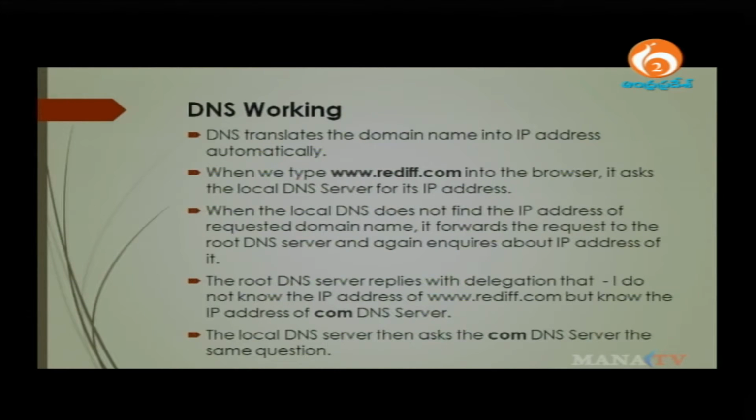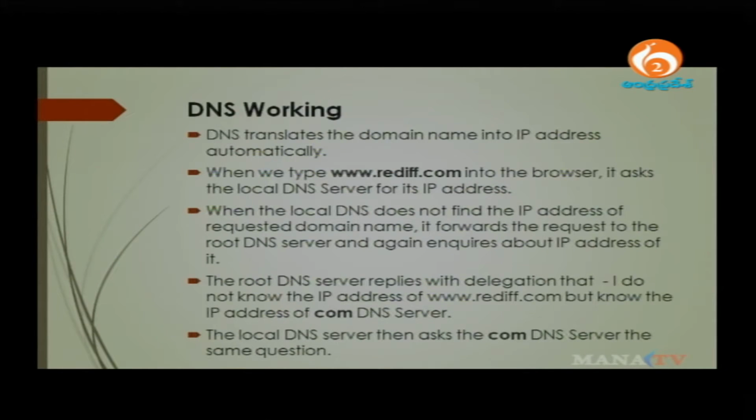When we type www.rediff.com into a browser, it asks the local DNS server for its IP address. When the local DNS does not find the IP address of the requested domain name, it forwards the request to the root DNS server and again inquires about the IP address of it. The root DNS server replies with a delegation: I do not know the IP address of www.rediff.com, but I know the IP address of the com DNS server.